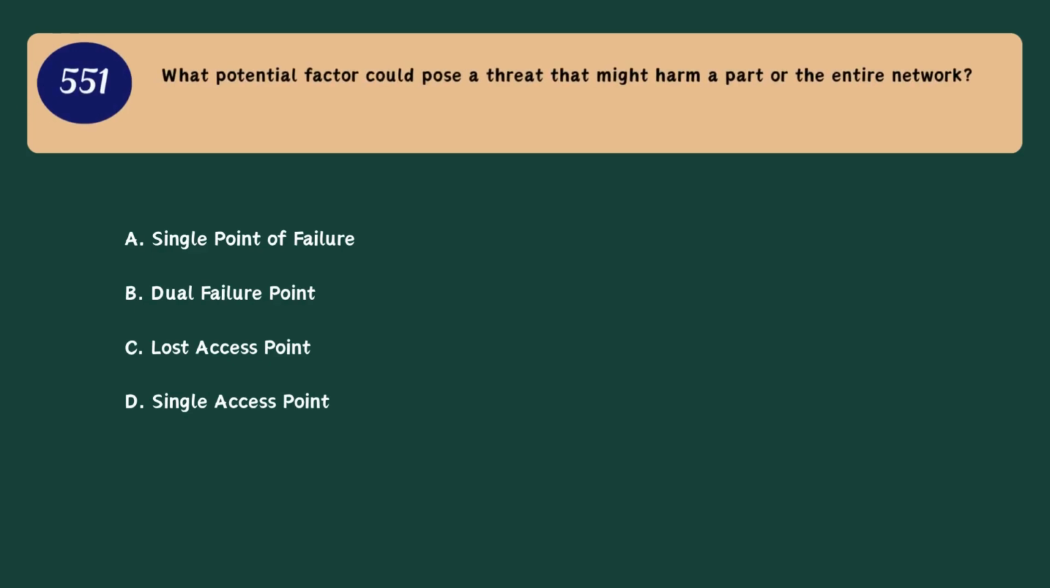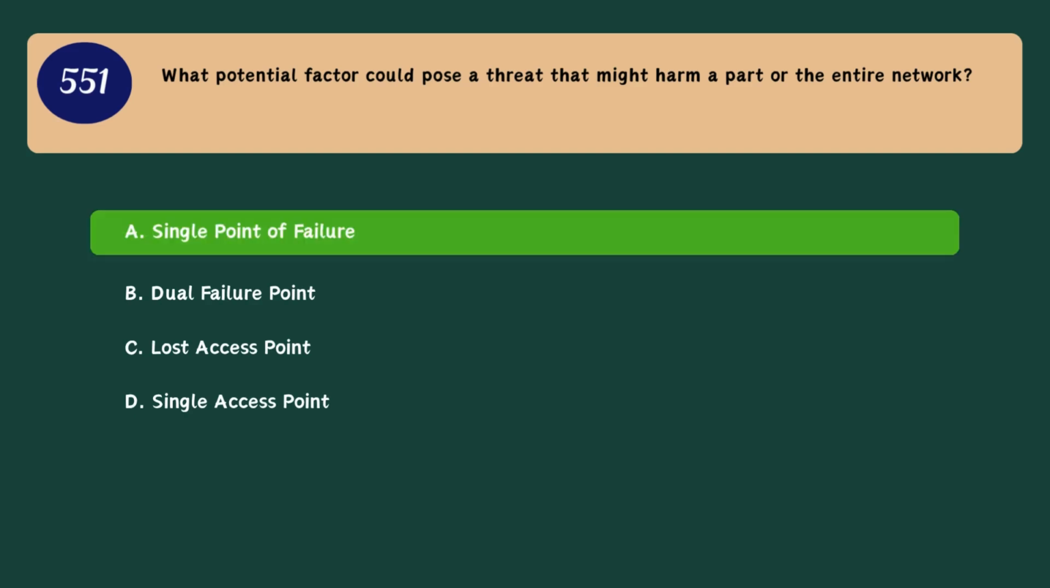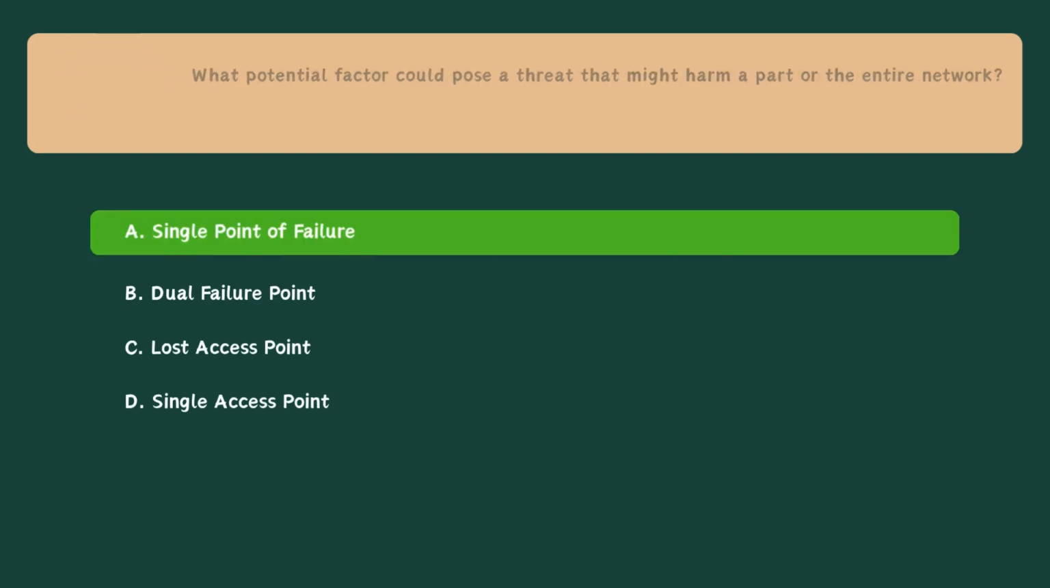Question 551. What potential factor could pose a threat that might harm a part or the entire network? A. Single point of failure. B. Dual failure point. C. Lost access point. D. Single access point. Correct answer. A. Single point of failure.